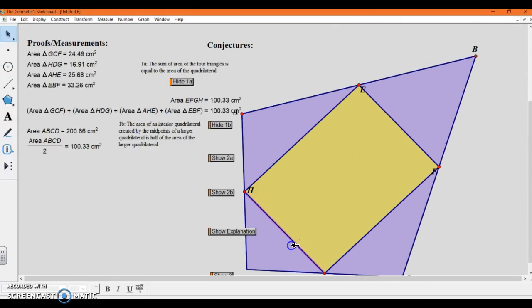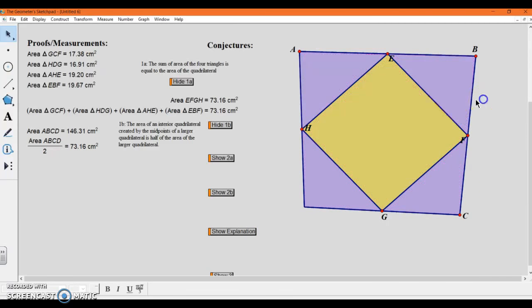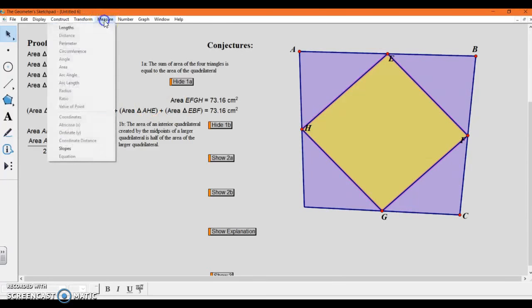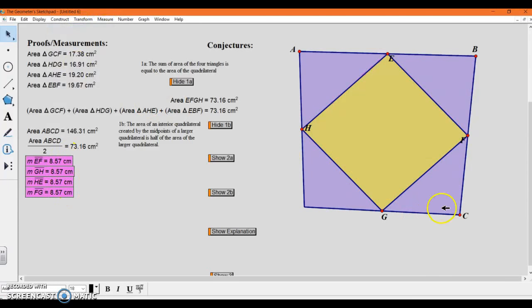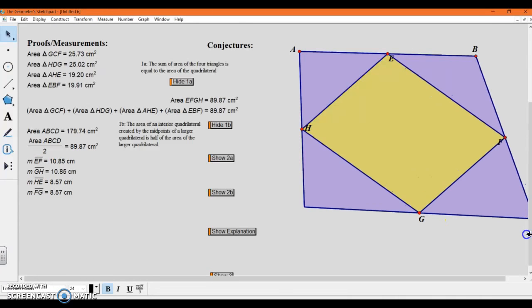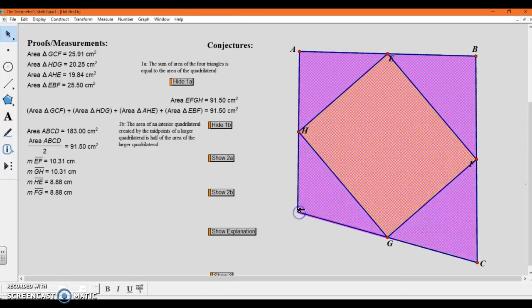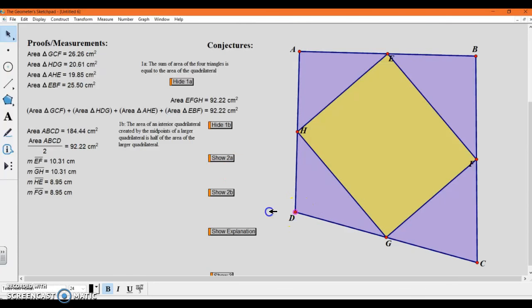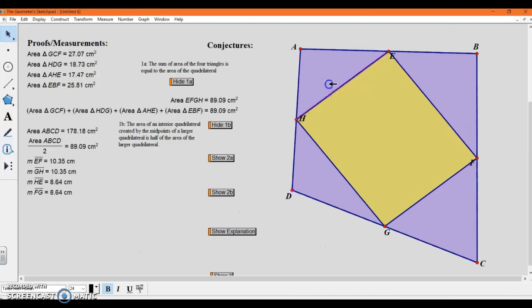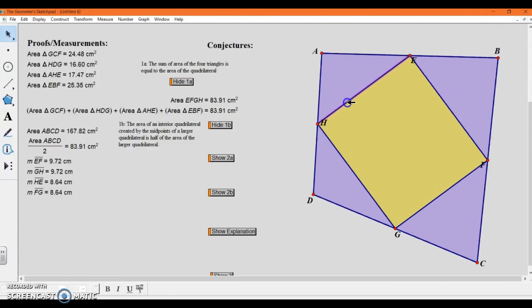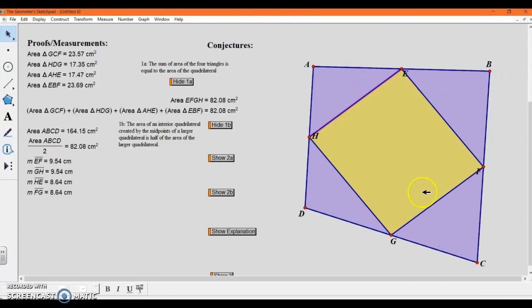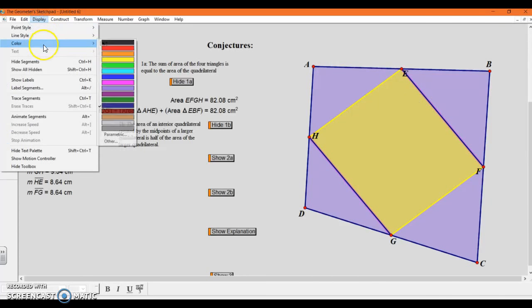While I was dragging, I noticed that these line segments appear to be staying the same length. So I'm going to measure the line segments of the interior quadrilateral. Right now, they're all the same length. But when I drag two of these points, you can see that the ones opposite each other stay congruent all the time. Specifically, line segment EH and line segment FG, as well as line segment EF and line segment GH.